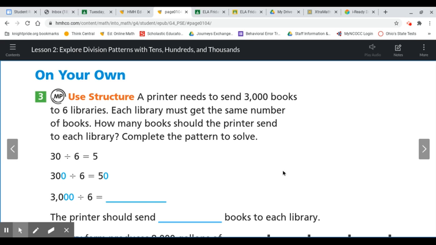All right, we are on page 84 in your math workbook, on your own question number 3. It says a printer needs to send 3,000 books to 6 libraries. Each library must get the same number of books. How many books should the printer send to each library? Complete the pattern to solve.